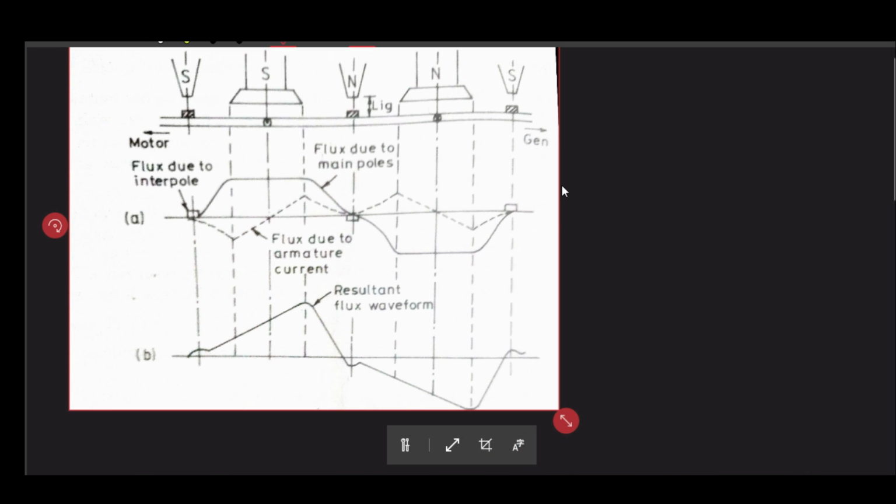So here is a picture where we can see these are the main poles and these are the interpoles. Obviously these two are the same interpole, right? Don't get confused that there are 2 poles and 3 interpoles, not like that. This is 1 north pole interpole, and this is a south interpole, which means these 2 are actually the same south interpole.